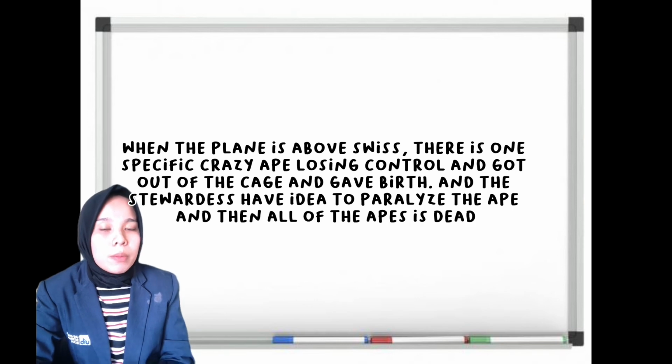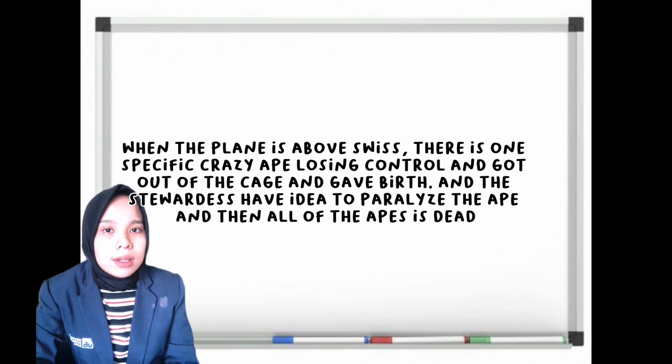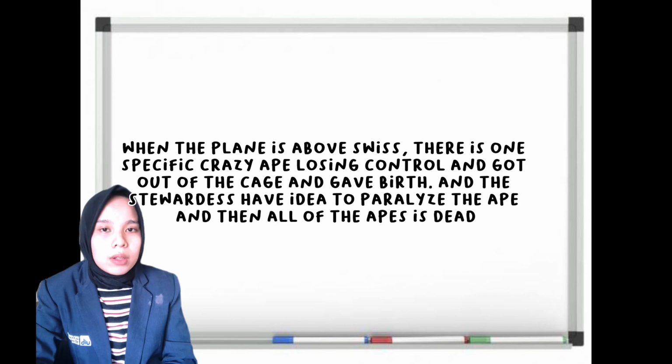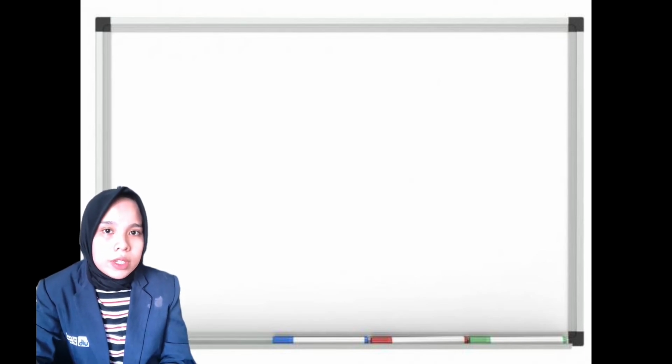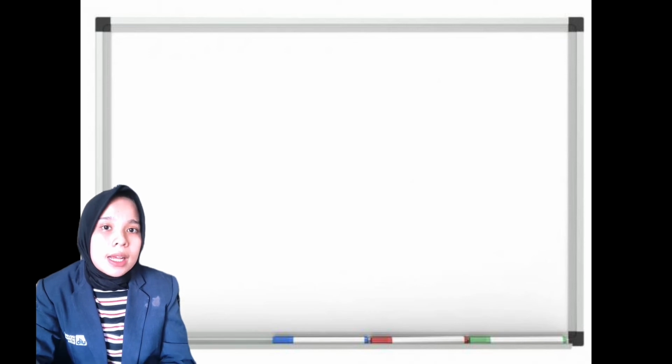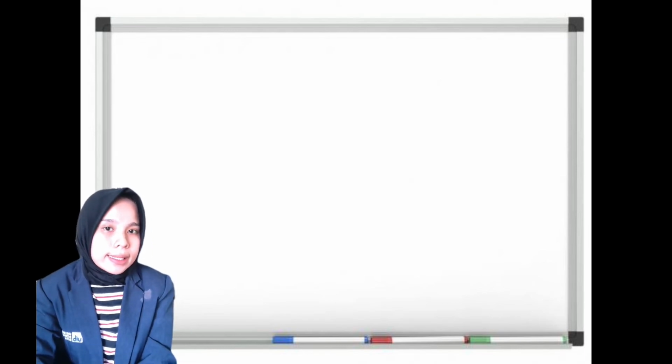When the plane is above Switzerland, there is one specific crazy ape losing control, which got out of the cage and gave birth. And the stewardess had the idea to paralyze the ape, and then all of the apes died. After that, the United States of America wants to sue IPB for protection of animals, considering that it did not comply with the agreement and for killing the baby ape. So, let's make an analysis of the case.